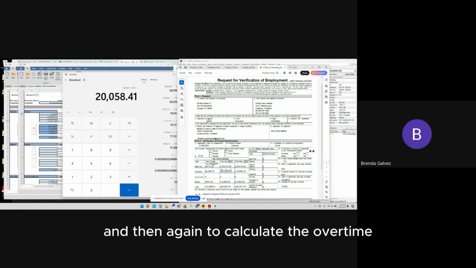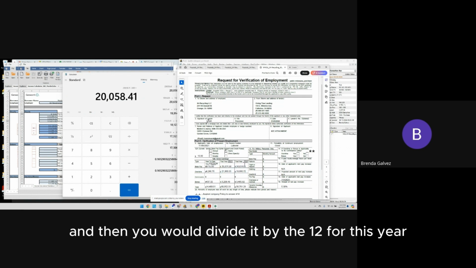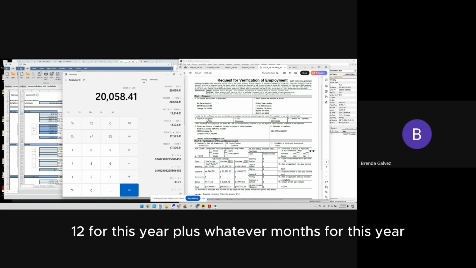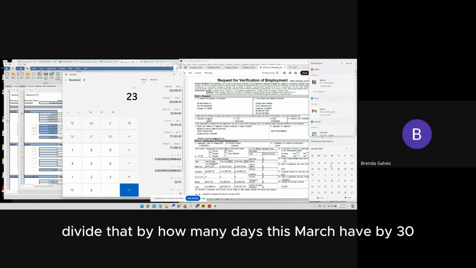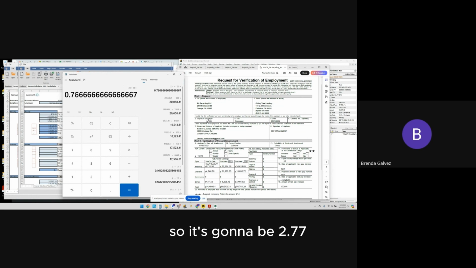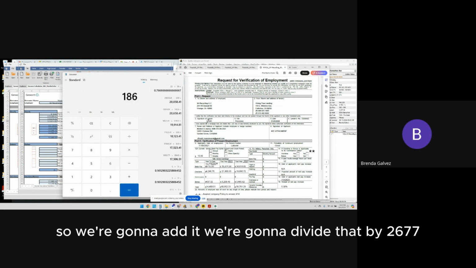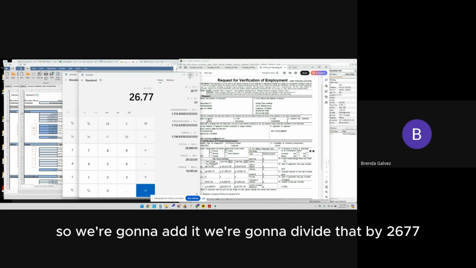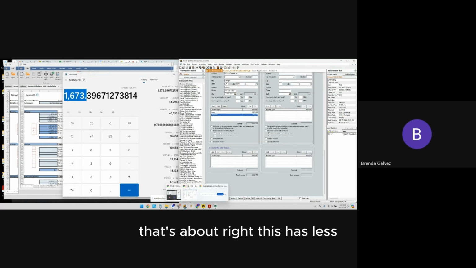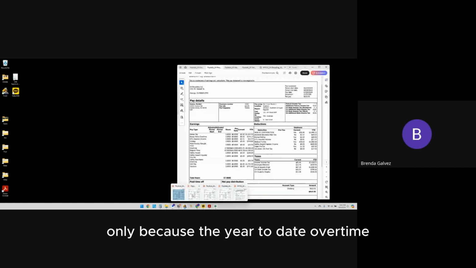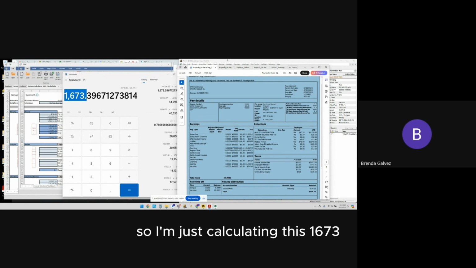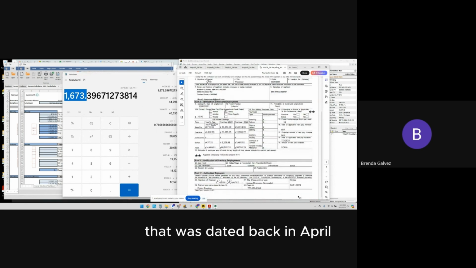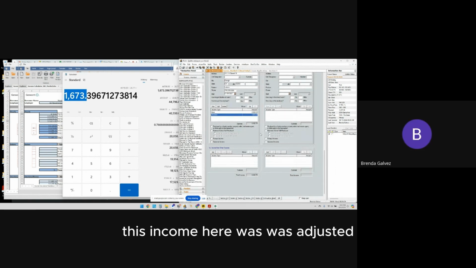And then again, to calculate the overtime, you would just add all these, and then you would divide it by the 12 for this year, 12 for last year, plus whatever months for this year. So this shows March 23. So 23, divide that by, how many days does March have? By 30. So it's going to be 2.77. So we're going to add it. We're going to divide that by 26, 77. Sounds about right. This is less only because the year-to-date overtime from her recent pay stub is probably showing a little bit more or less. So I'm just calculating this 1673 strictly based off of this verification that was dated back in April. This income here was adjusted with the updated pay stubs that we received when this file got submitted.